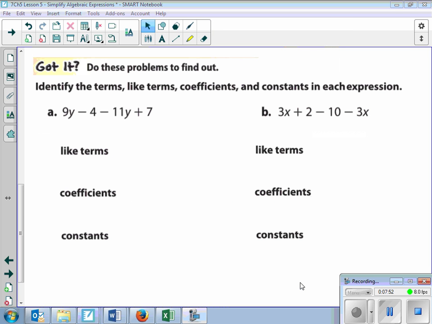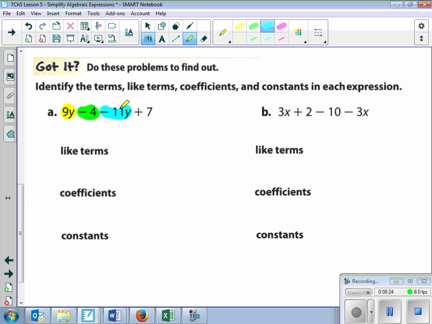All right, so for the got it, we are going to identify the terms, the like terms, the coefficients, and the constants in each expression. So, for example A, we have 9y minus 4 minus 11y plus 7. So the terms we have are 9y and negative 4 and negative 11y and a positive 7.